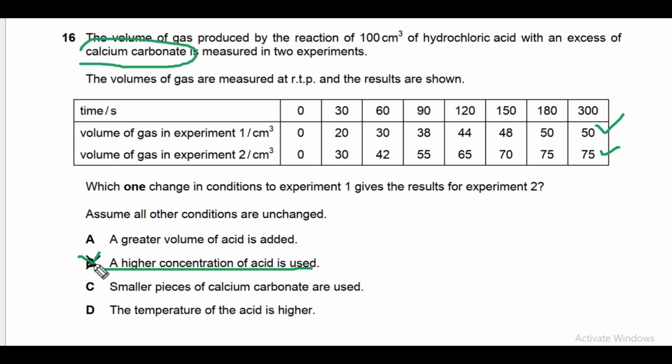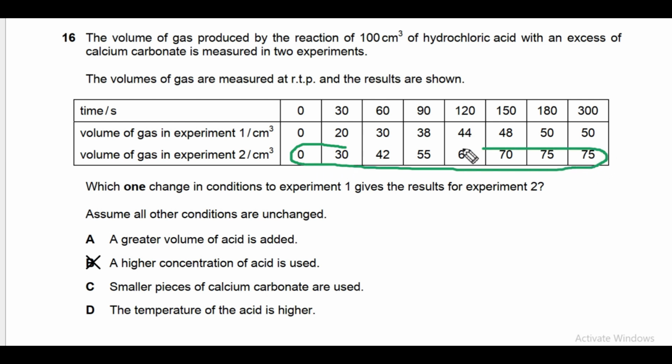So the answer is B. A higher concentration of acid, then more calcium carbonate will react and the volume of gas will be more. So you are asking which one change in condition to experiment 1 gives the result for experiment 2. If in experiment 1 you use more concentrated hydrochloric acid, then you will get the experiment 2 result. That means more volume of gas will be produced.